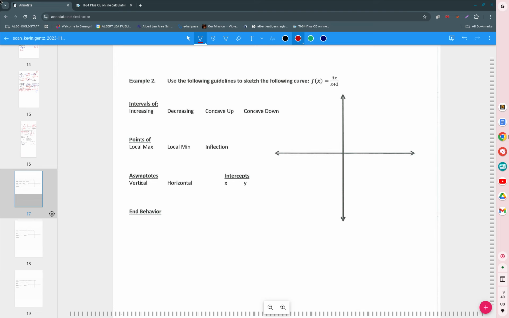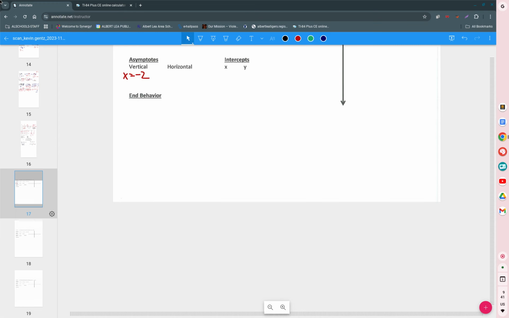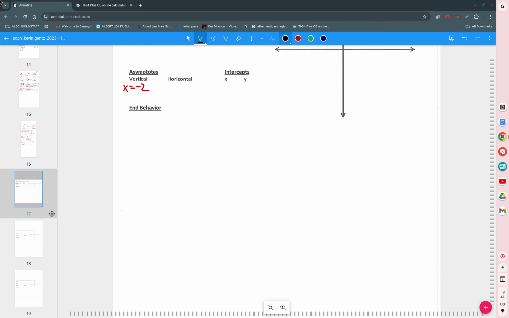And what do we notice when we have a bottom expression? It can't be 0. Where is it equal to 0? At negative 2. That tells me right now that we are going to have a vertical asymptote of x equals negative 2. That's where it's undefined. The end behavior of this graph will be the asymptote, and we will find that by doing the following. What is the limit as x goes to positive or negative infinity of 3x over x plus 2?